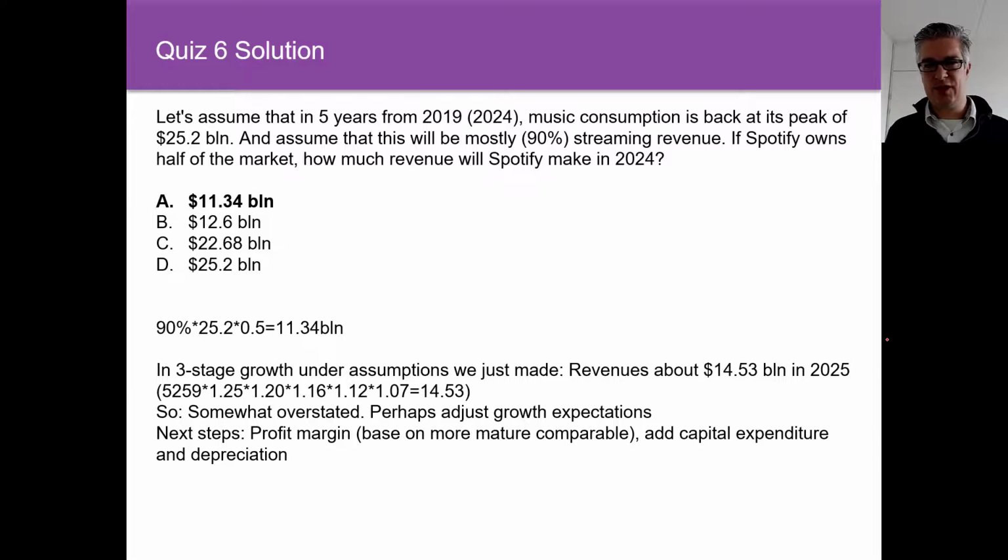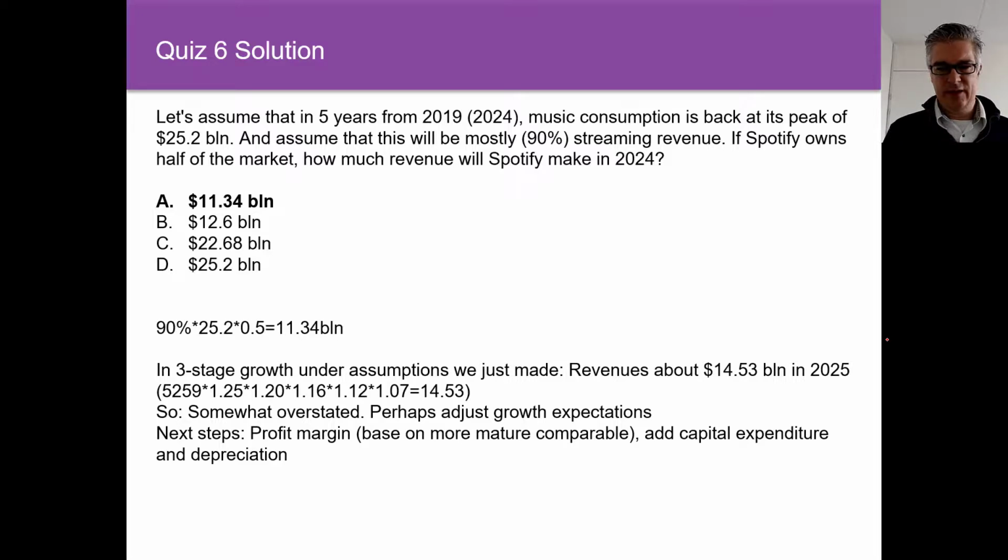And then 90% will be streaming. Spotify owning half of the market also seems fairly generous. So these are all somewhat generous assumptions. And even with these generous assumptions, we come to revenues that are about 30% lower than the estimation we made before. So this likely means that our estimation is somewhat off. So what should we do? Well, likely we want to adjust growth expectations. So either use this exponentially declining type of growth, or maybe moderate our growth in another way.